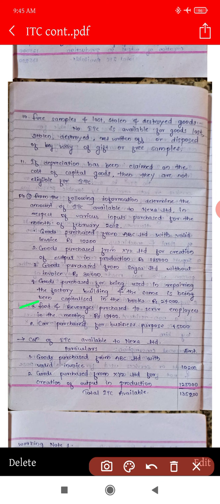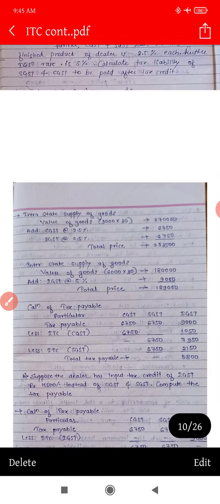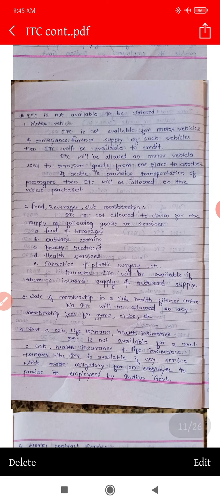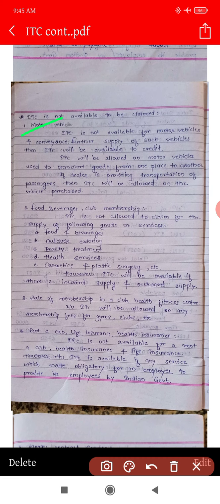Then car purchased for business purpose, 45,000. Now tell me about car purchase. So no, motor vehicle, this we have seen in the conditions here. So first one, motor vehicle. ITC is not available on motor vehicles, car purchase, anything, even if you are using that motor vehicle for business purpose. Clear? Whether you use that motor vehicle for personal purpose or business purpose, you are not going to get any input tax credit.